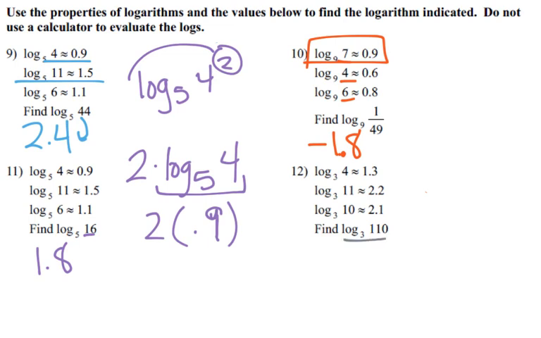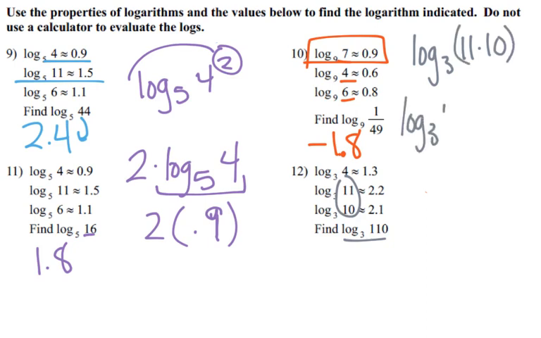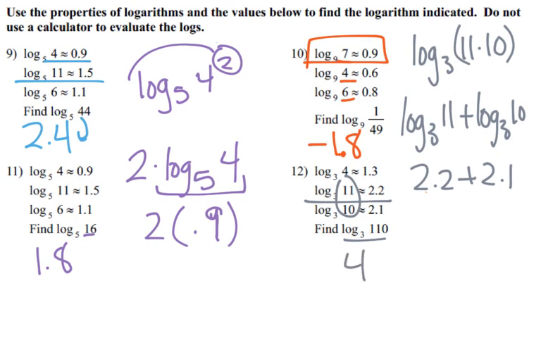Number 12, log base 3 of 110. So 110, that's like 11 times 10, isn't it? So I split that up and we get log base 3 of 11 plus log base 3 of 10. Log base 3 of 11 is 2.2, of 10 is 2.1. Add them together, we get 4.3 for our answer.